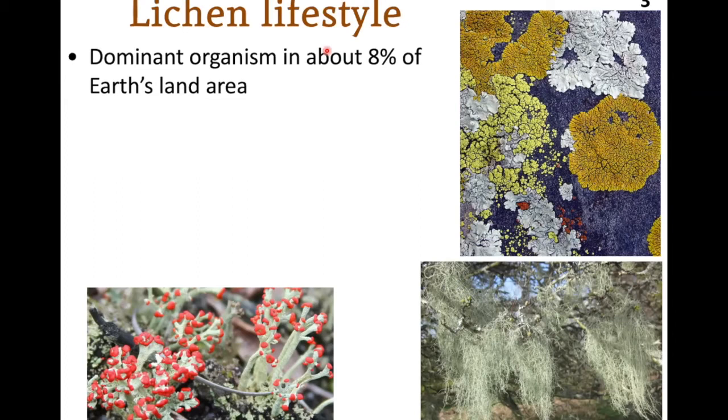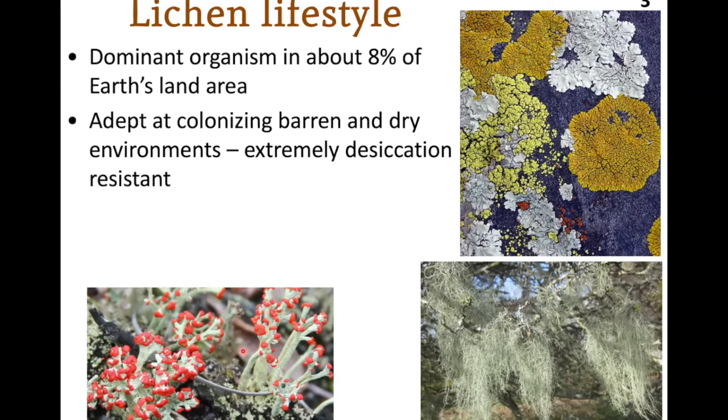You can see these crustose lichens over here on the top right, and then these beard-like lichens down here in the bottom right, and then these kind of amazing structures where the red bits are the sexually reproducing structures of the lichens, so almost tree-like lichens, even though these are quite small.